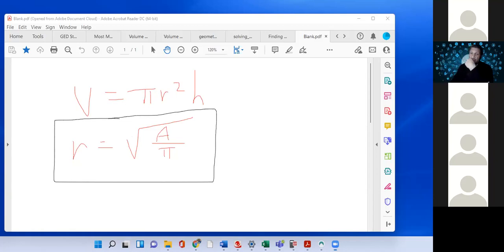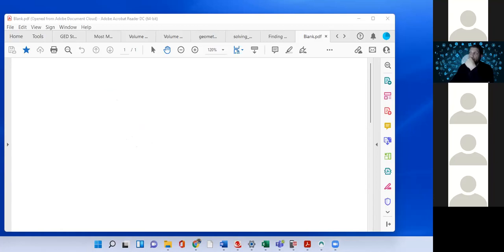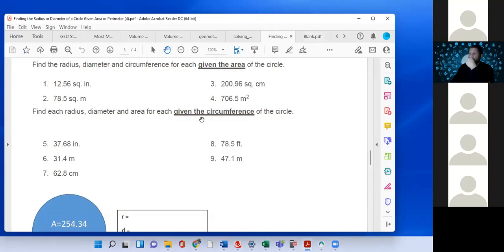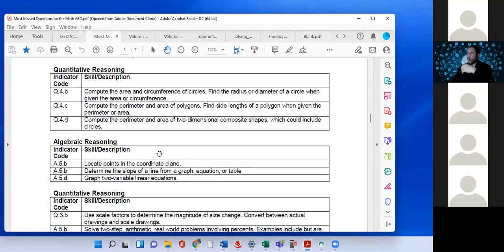Oh, okay. I get what you're saying now. If you're given the area of a circle, you can find the rest. Right. Because, what's one of the most missed questions? Again, this is important. One of the most missed questions: find the radius or diameter of a circle when given the area or circumference.